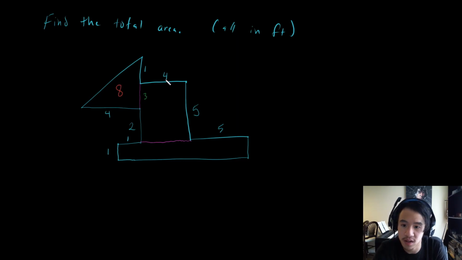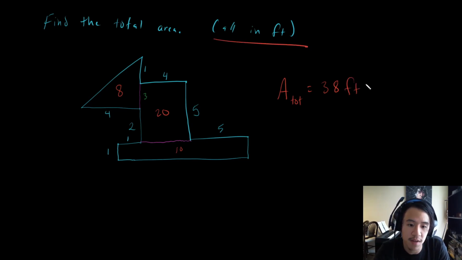And now we got 2 rectangles. So this one's 4 by 5. So that's 4 times 5 is 20. And this one is 1 times 1 plus 4 plus 5, which is 10. So this is going to be 10. So the area of the total is 38. It says all in feet, so it's going to be feet squared. And let's go ahead and move on to our last example.